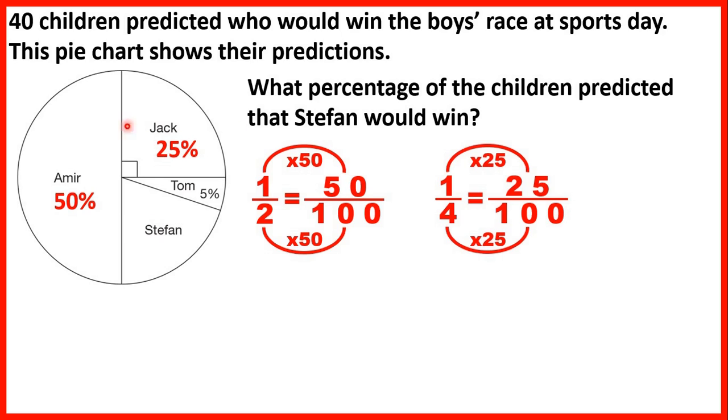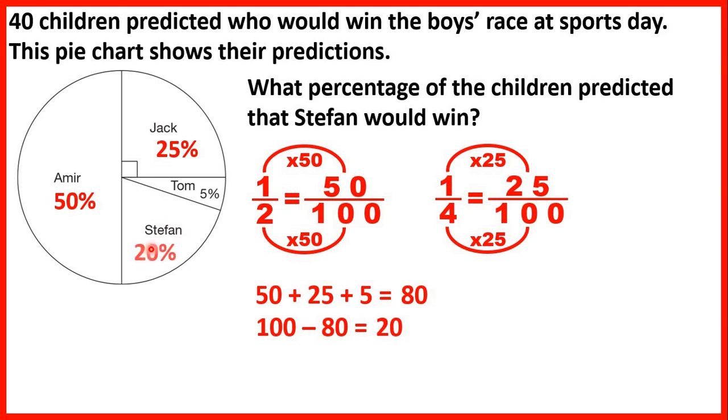Now percentages need to add up to 100% if we're finding a total. So we have 50, 25 and 5, so that's 80 altogether. So 80% of the pie chart is not Stefan, so if we subtract 80 from 100, that tells us that 20% of the pie chart is for Stefan, because 50 plus 25 plus 5 plus 20 totals 100%. So 20% predicted that Stefan would win.